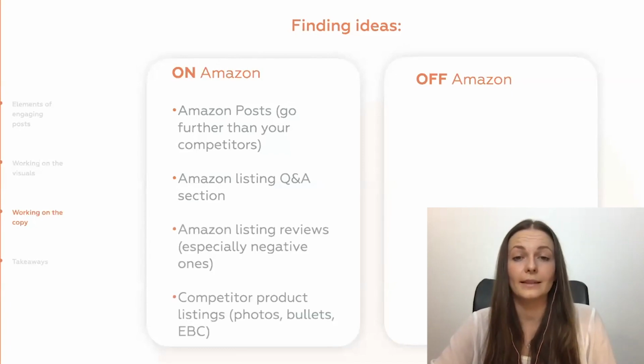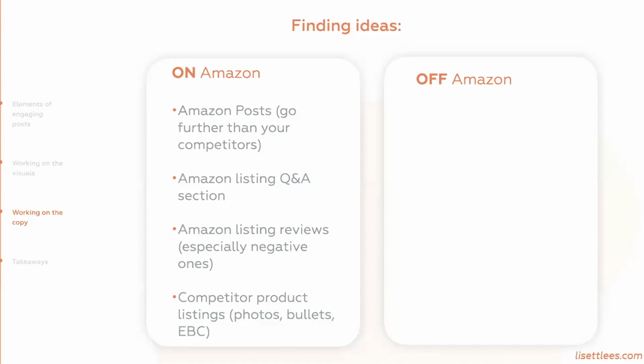Of course, take a look at the listing reviews, especially the negative ones, because from there you get information how to cover some of the objections your customers might have, which keep them away from adding your product to their shopping cart. So that's really valuable information for you. And of course, have a look at the competitor product listings as well to see what are their selling points that they use.